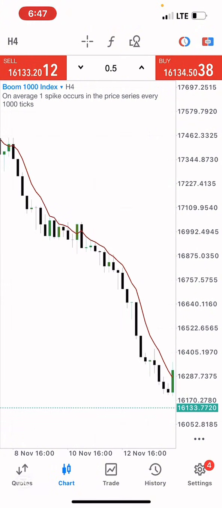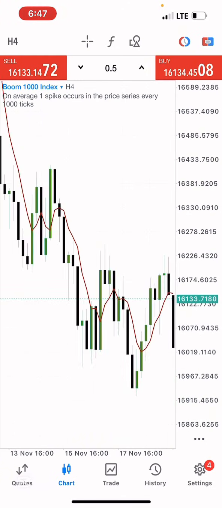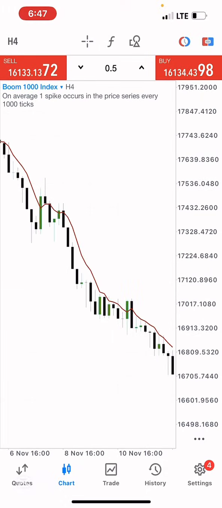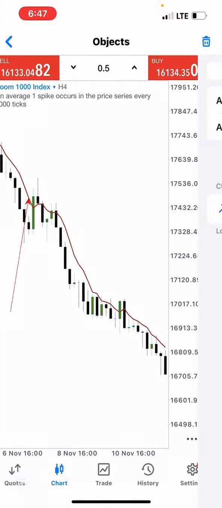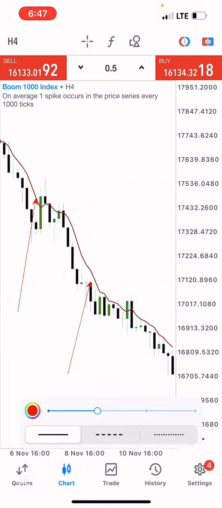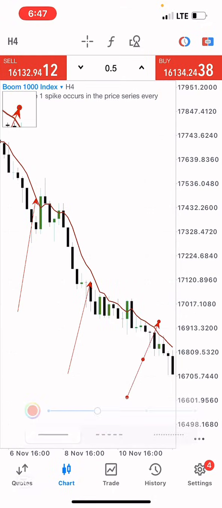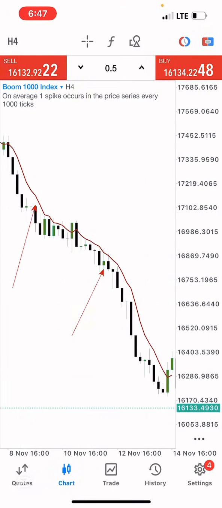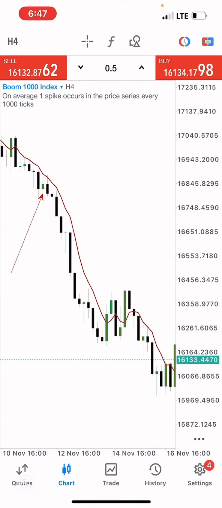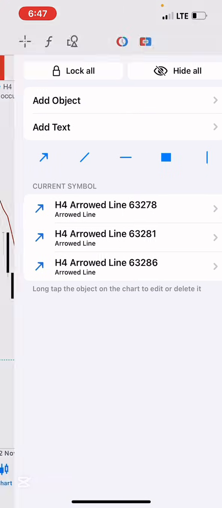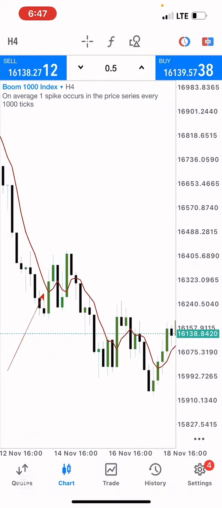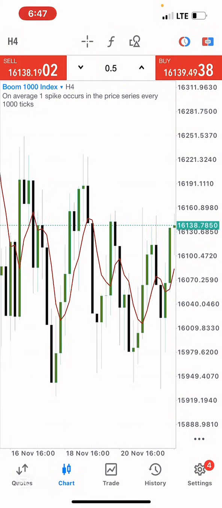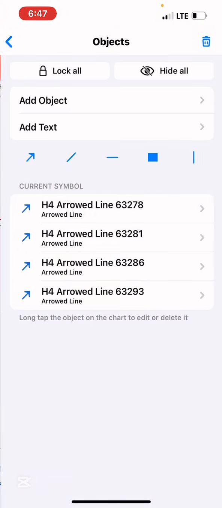So how do you tell if price is in an uptrend or a downtrend using this indicator? Right now price is in a downtrend because consistently you've seen that the market has been running below the moving average. So this is not an ideal time to look for buying opportunities in this market. You can see that the moving average is running above price at this time, so it's not a good time to look for buying opportunities.